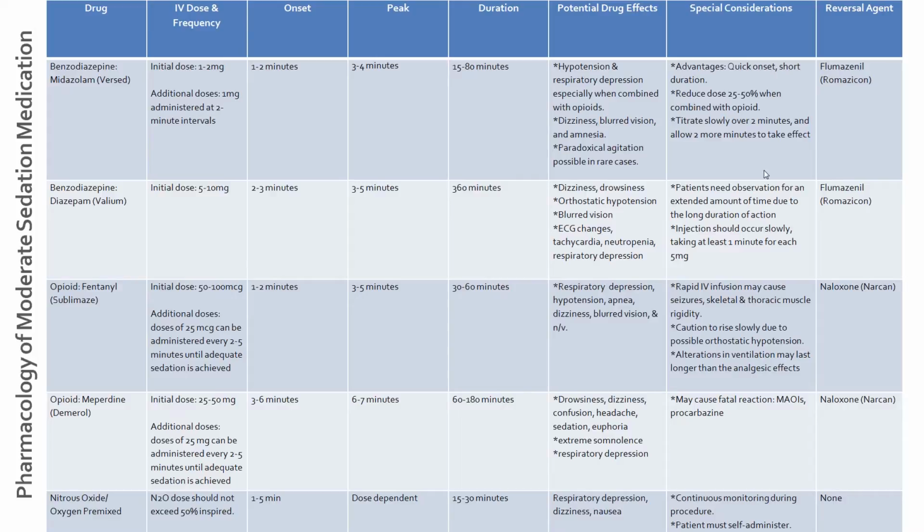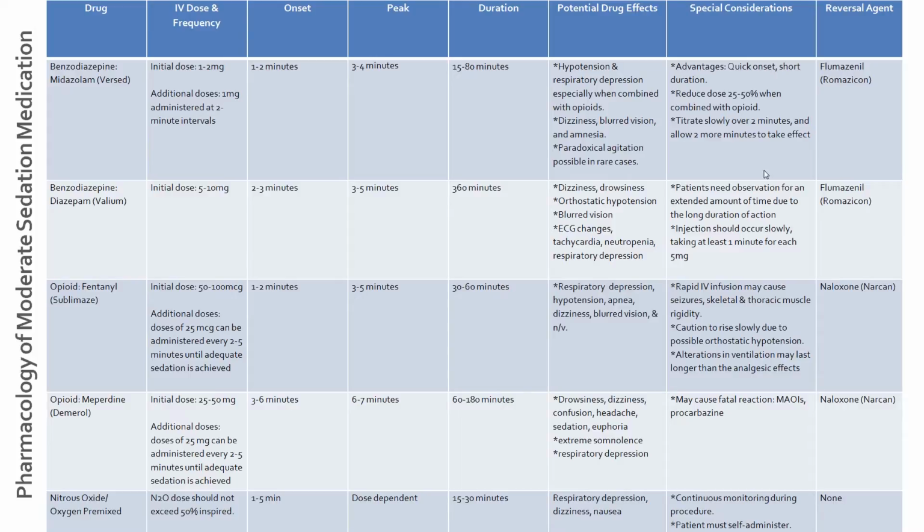The onset of action occurs at 1 to 2 minutes, with a peak of 3 to 5 minutes, and duration of 50 to 80 minutes. Potential side effects of Versed include hypotension, respiratory depression, and this occurs especially when combined with opiates. It can also cause dizziness and blurred vision. Dosages should be reduced when combined with opiates.